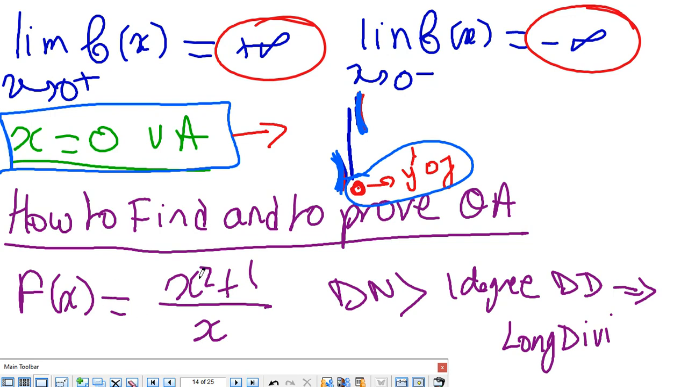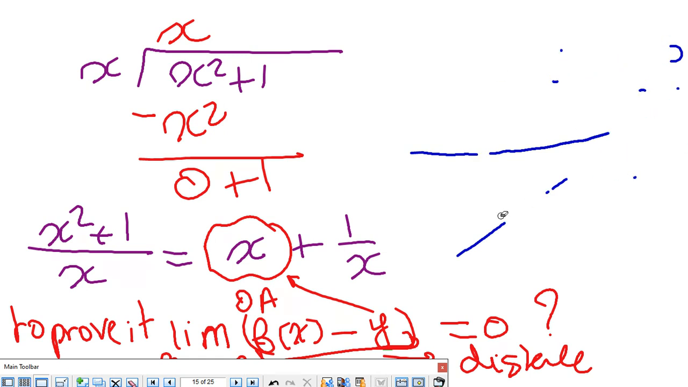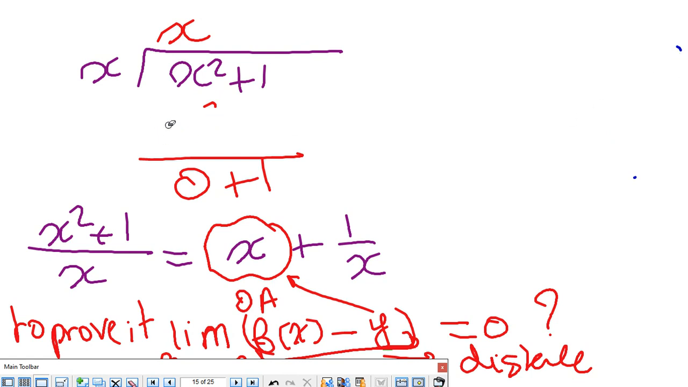If I have f of x equal x squared plus 1 over x, when the degree of the numerator is greater by 1 than the degree of the denominator, I can do the long division. So let's do it. Guys, I will do it from the beginning with you. I will just erase this and rewrite everything. So let's remember, how do we do that? We did that in chapter 3, guys, if you remember.